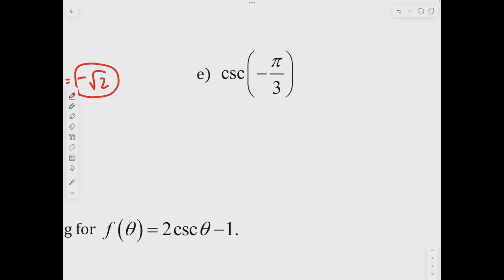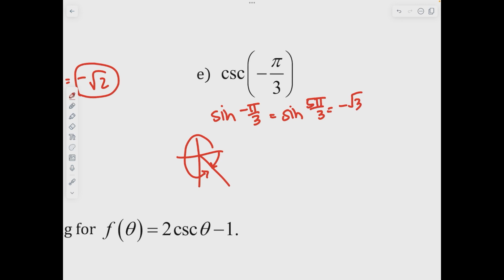So now we have a negative angle, so we're looking at sine of negative pi over 3. Okay, keep in mind, sine of negative pi over 3 opens this way. So that means that if I want the positive angle, that's the same thing as sine of 5 pi over 3. So sine of 5 pi over 3 is negative root 3 over 2. So negative 2 over root 3, which is negative 2 root 3 over 3.